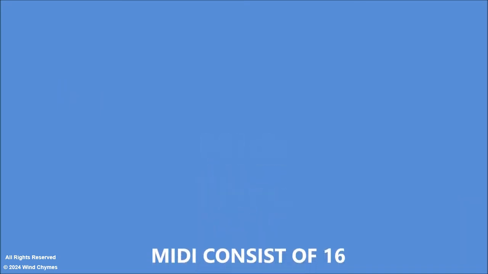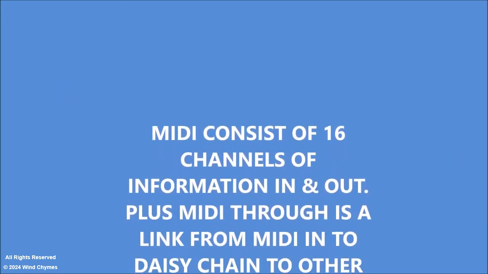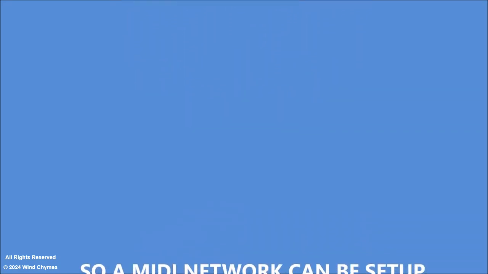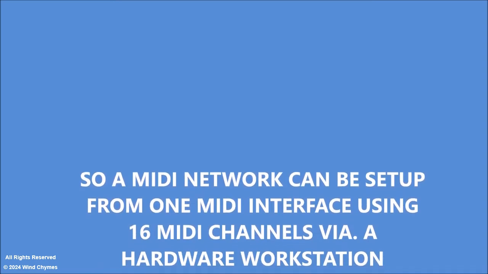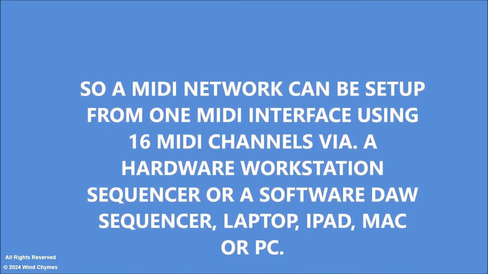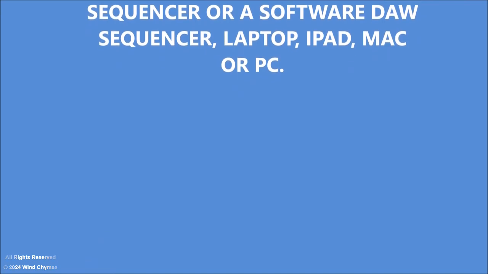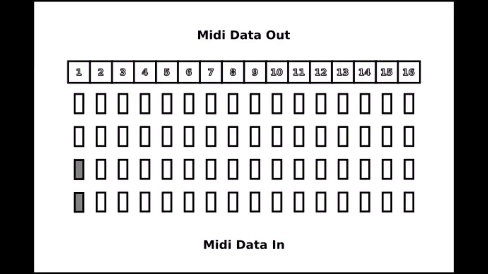MIDI consists of 16 channels of information in and out. Plus MIDI through is a link from MIDI in to daisy chain to other MIDI devices. So a MIDI network can be set up from one MIDI interface using 16 MIDI channels via a hardware workstation sequencer or a software DAW sequencer, laptop, iPad, Mac or PC. So 16 MIDI channels can control a whole electronic sequencer band via MIDI message control data.